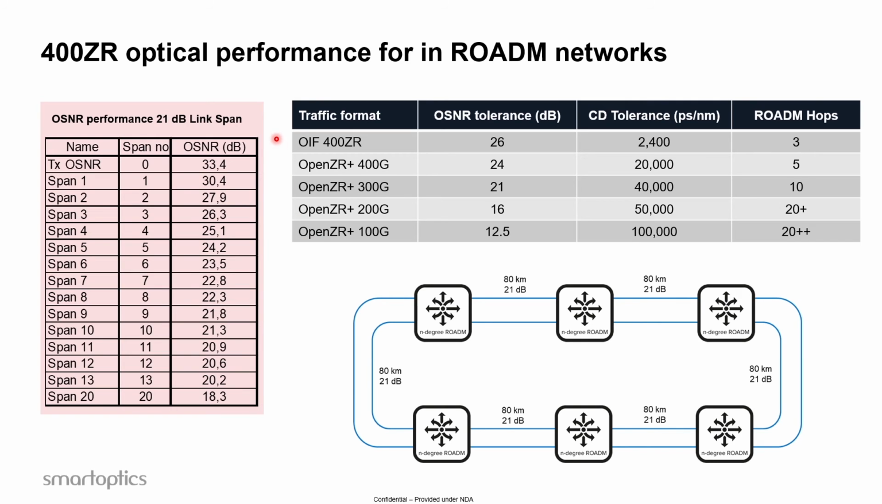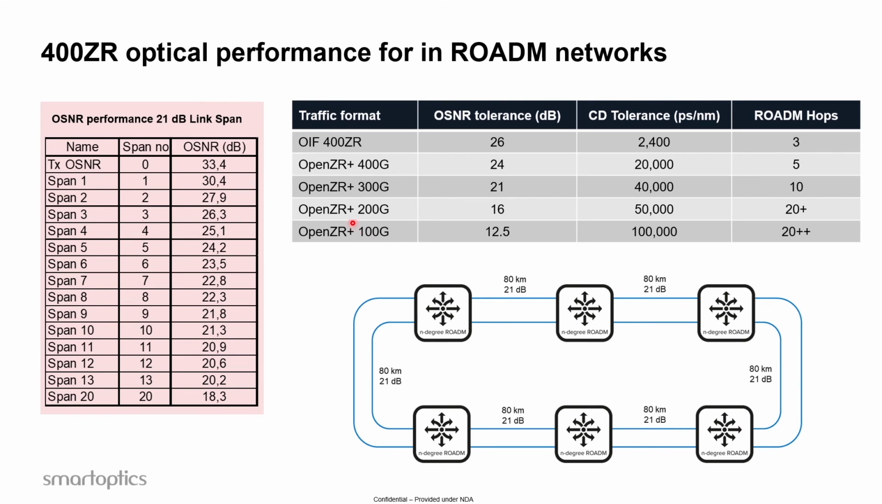When we then look at the traffic formats, we have an OSNR tolerance corresponding to the different formats. If we start with the OIF-based 400ZR, we have an OSNR tolerance of 26 dB. That means we can run that on all links that have a higher OSNR in the simulation than 26. So this is the last one that has an OSNR higher than 26. That means 3 spans could be used with the OIF-based optics. So if we start from here, we can jump 1, 2, 3.